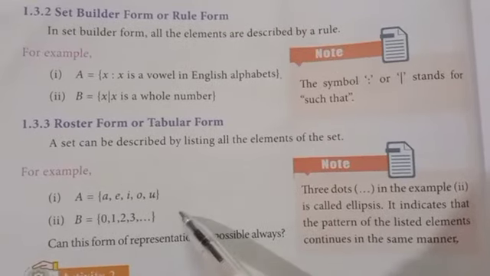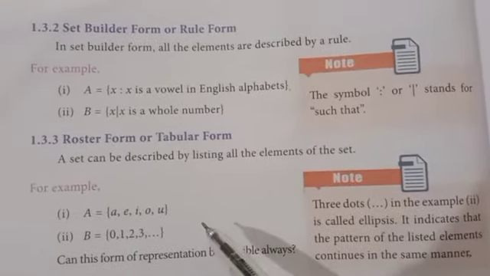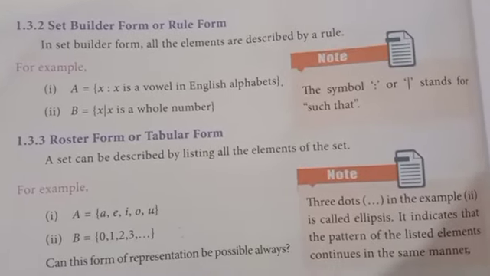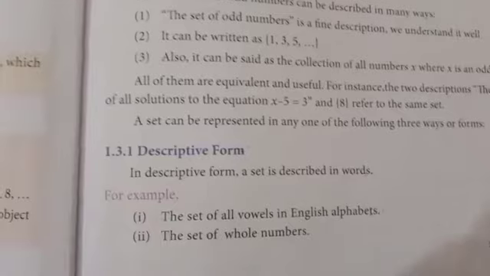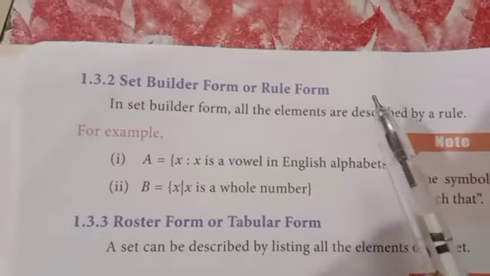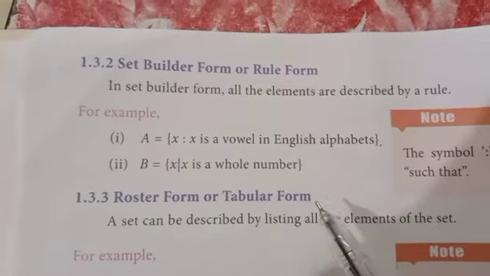Okay, students? What are the three representation forms? Say, what are they? Yes, that is descriptive form, set builder form or rule form, roster form or tabular form.